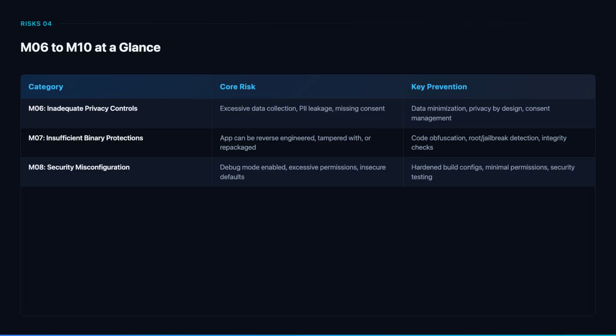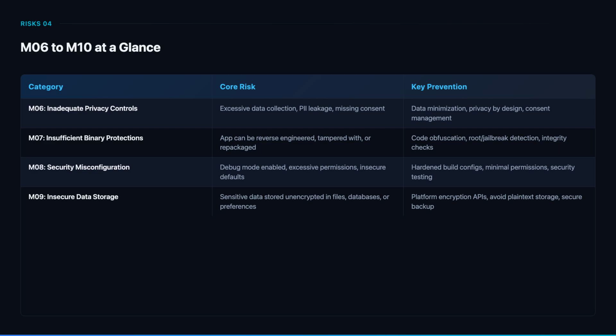M08 Security misconfiguration covers debug mode left enabled in production, excessive app permissions, insecure default settings, and exposed development endpoints. Prevention requires hardened build configurations for release builds, requesting only minimal necessary permissions, disabling debug features, and automated security configuration testing.